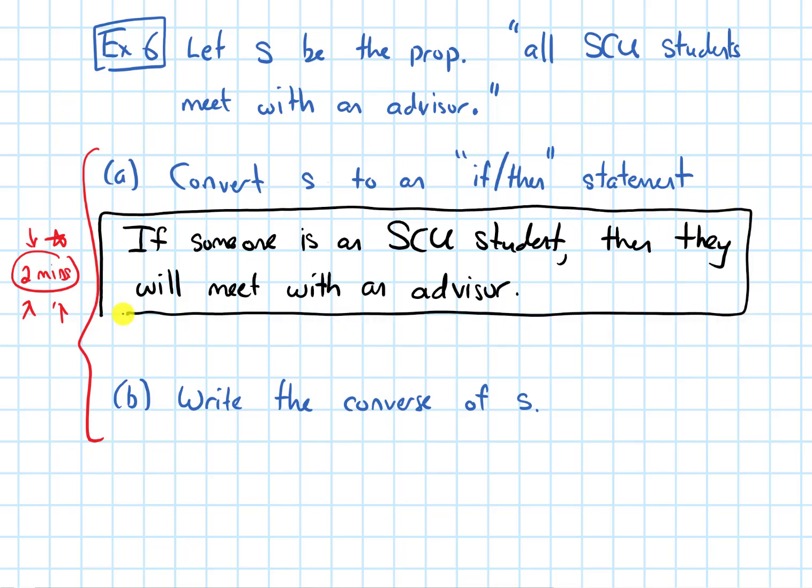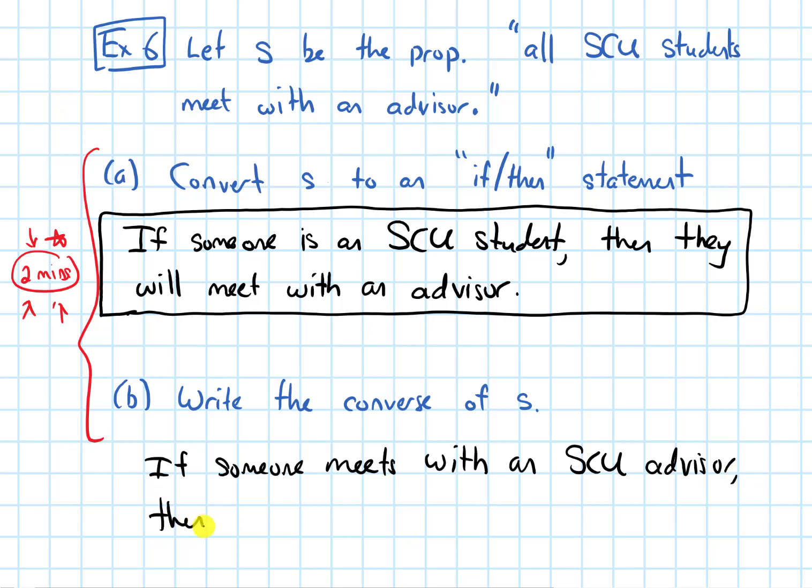And then part B says, write the converse of this. That just means switch the if portion and the then portion. So that will give us, if someone meets with an SCU advisor, then they are an SCU student. And that is the converse of S.